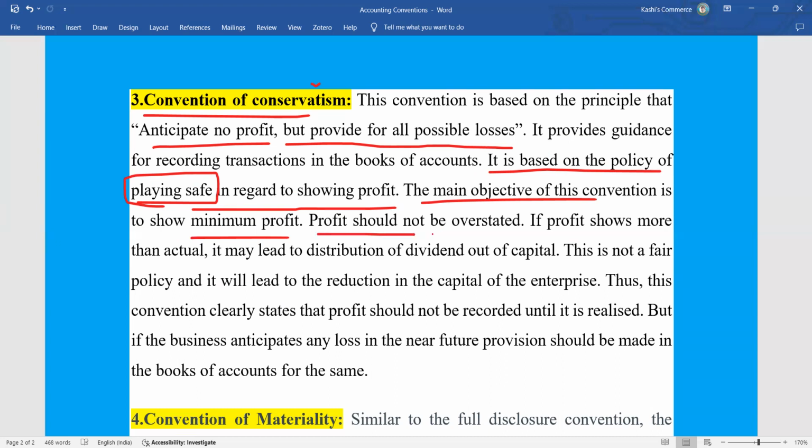Profit should not be overstated. So we have to show only as much profit as we actually get, and not more than that. So it is playing safe. If profit is shown more than the actual, it may lead to distribution of dividend out of capital.